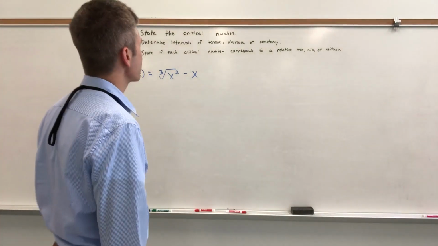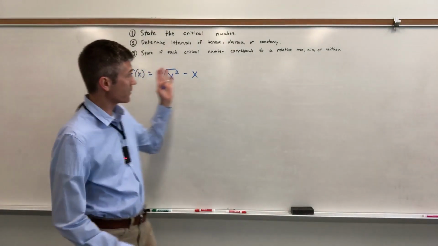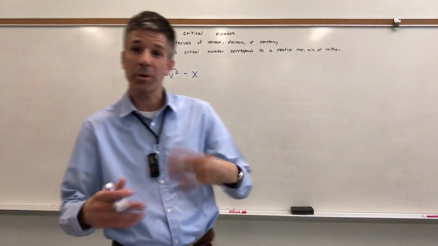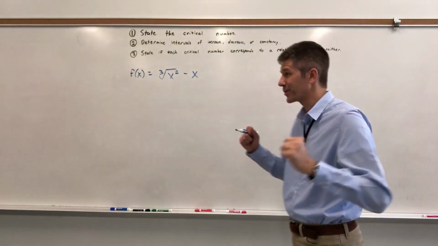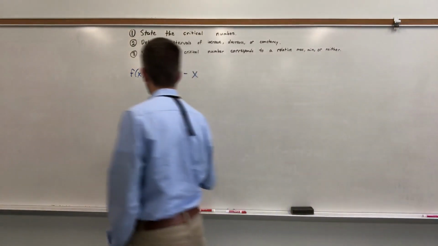Here we go. We're going to state the critical numbers of this, determine intervals of increase, decrease, or concavity, and state if each critical number corresponds to a relative max, minimum, or neither. You've done this, but now the problems are getting a little bit trickier. So let's move on. First thing I should do is take the derivative. So let's do just that.